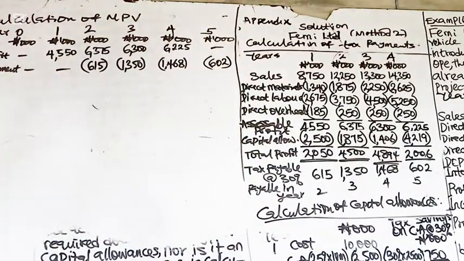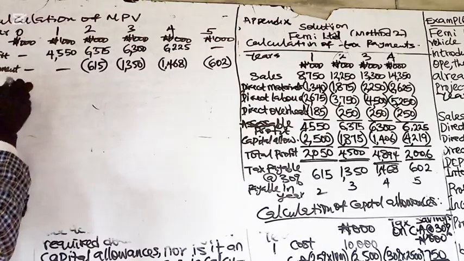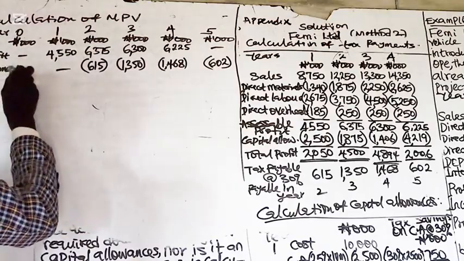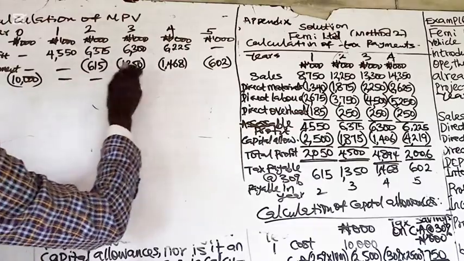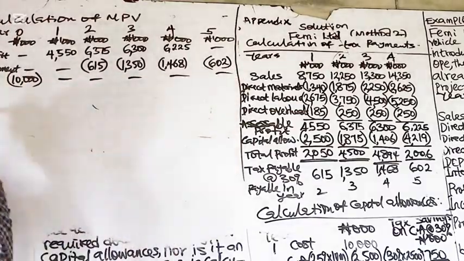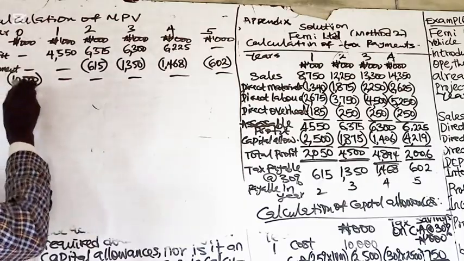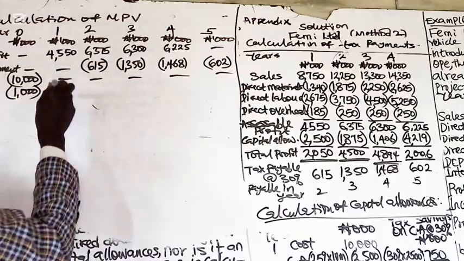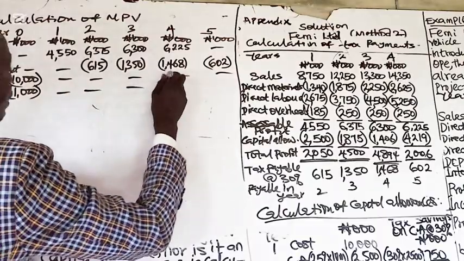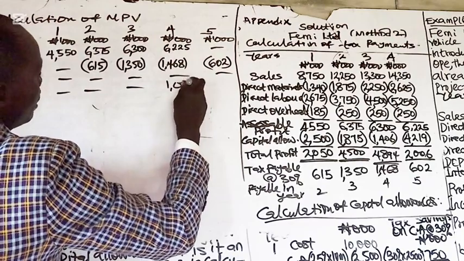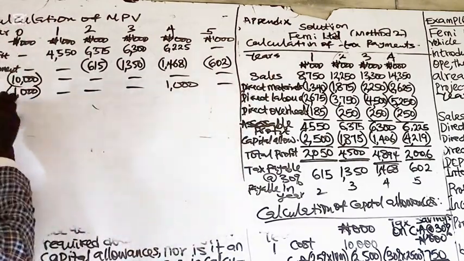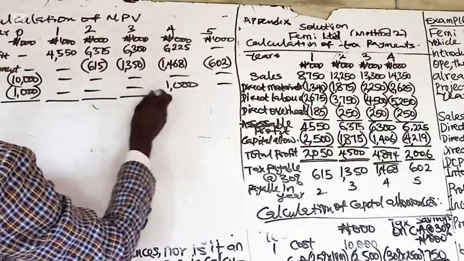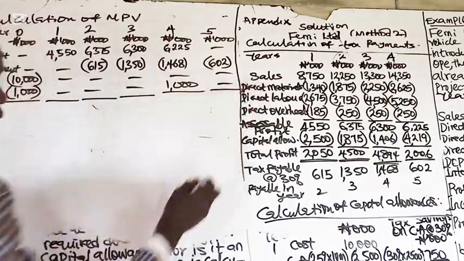So after this, you have an outlay of 10 million in year 0. Then we also have working capital of 1 million. It will be treated as an outflow in year 0. At the end of the project life, which is year 4, it will be treated as an inflow. So after all this, you have your net cash flows.